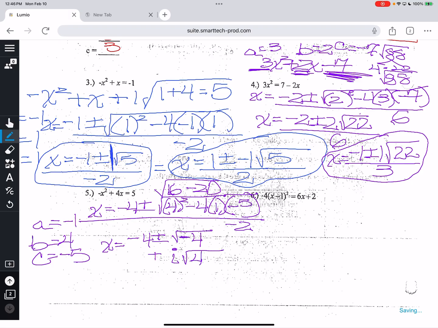Wait, how'd you get -4 in the beginning? I had 4 squared is 16. And then we had -4 times a -1, which is +4, times -5, which gives us -20. No, I mean outside the radical, the very first number, -4. Oh, opposite of B. B is 4, so it becomes -4.